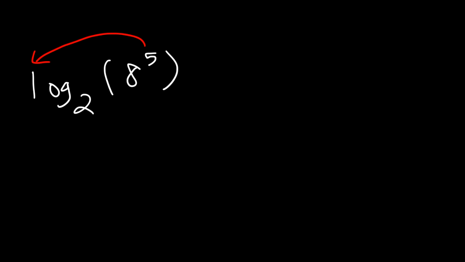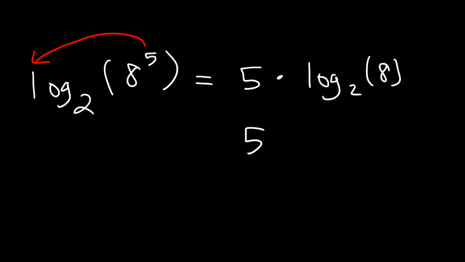Let's try another example like that. Log base 2 of 8 raised to the 5th power. So let's move the 5 to the front. This is equal to 5 times log base 2 of 8. Now, how many 2's do we need to multiply to get to 8? We need to multiply three 2's. 2 to the third is 8, so log base 2 of 8 is 3. And 5 times 3 is 15.